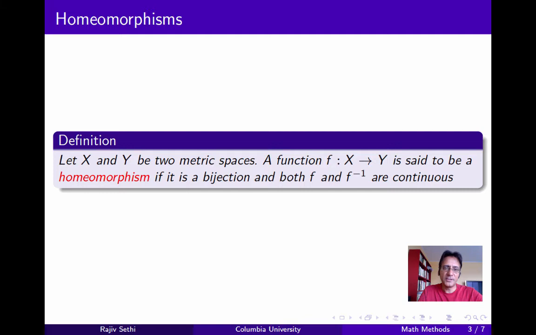So here's the definition. Let X and Y be two metric spaces. We say that a function f from X to Y is a homeomorphism if it's a bijection and both the function and its inverse function are continuous.